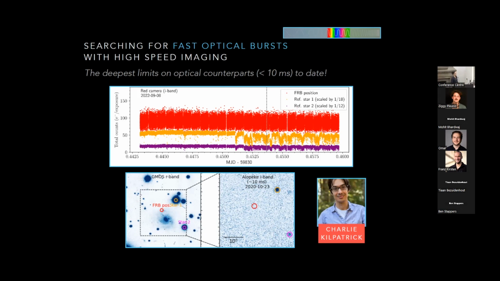The red points correspond to the background count rate coming out of the detector. And that vertical line is the time of the FRB itself. These observations have already led to the deepest limits on optical counterparts on timescales comparable to the FRB emission. So we're talking about 10 milliseconds here. And we are in the process of expanding this type of analysis to a larger sample of repeating FRBs, so we can really push down on this parameter space when it comes to FRB models that do predict optical emission. And we'll hear more about searches for optical bursts from Daichi later today.